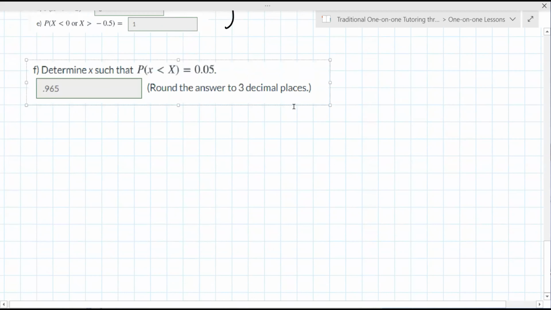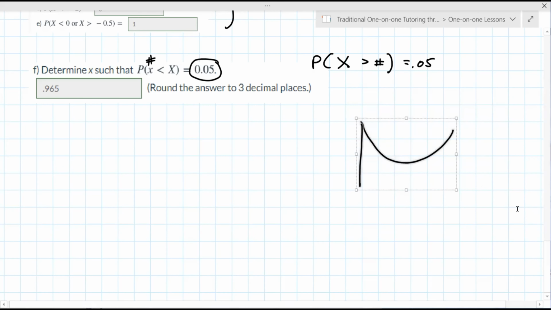Okay, so we're back to this one here. What this one is saying is that this right here, there's a number here, and that's why I don't like the way that's written. I would rather write it this way: probably that big X is greater than some number equals 0.05.